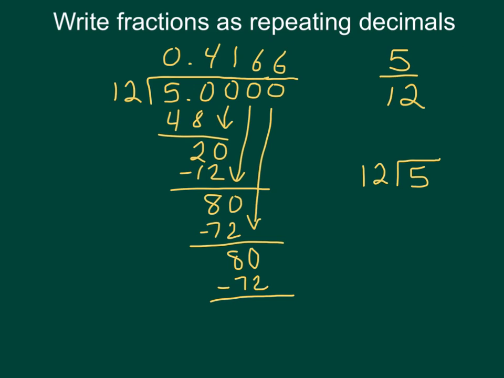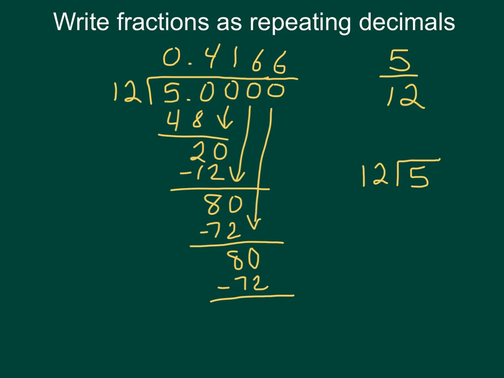So for this problem, let's take a look at writing a fraction as what's called a repeating decimal. So I have the fraction 5/12 here. Now I set that up right here because it's 5 divided by 12. That sets up like this.